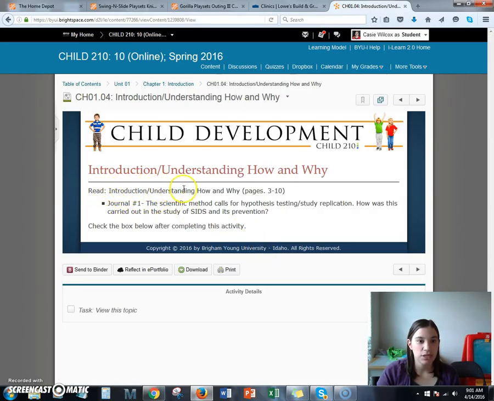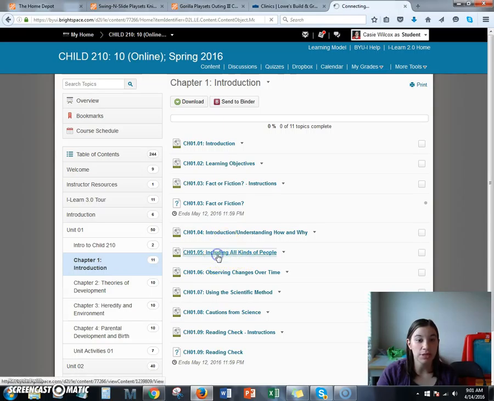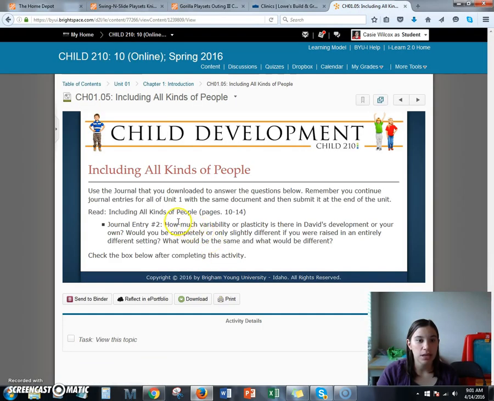So right here it says read the following pages, and then there's a journal question. These journal questions relate directly to the reflective journal assignment. And I'll show you where that is as I get into it, so you will continue doing that. Sometimes, again, this is just asking you to read pages.